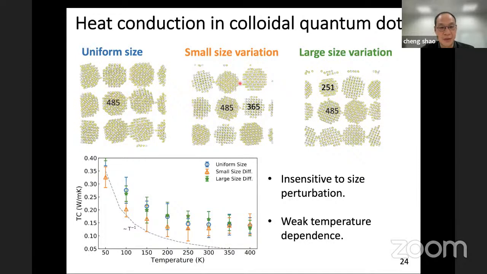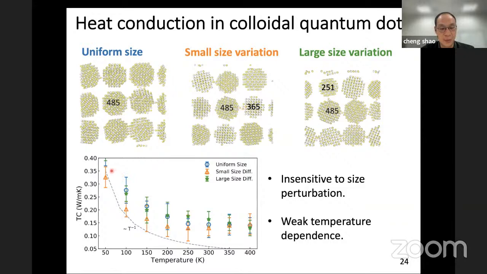To further confirm that the coherent modes have negligible contribution to thermal conductivity in this system, we also introduce some variation in the size of the quantum dots. For example, we compare the thermal conductivity of a uniform size quantum dot system, a small size variation system, and a large size variation system. The reason we do this study is that if there are some coherent phonons in the system, once we introduce the size variations, the coherence in the system will be destroyed, and we should see some obvious difference in the thermal conductivity.